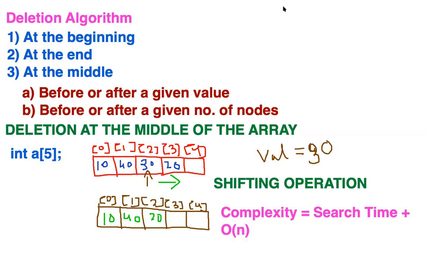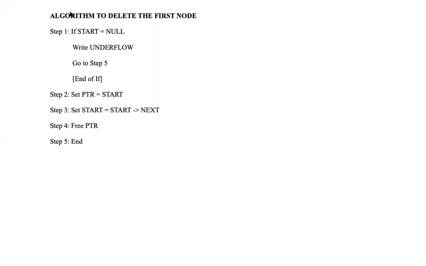Now let us see what is going to happen if we take it for a linked list. In case of a linked list, if we want to delete a node at the beginning of the list, like in case of the insertion algorithm, we were checking whether we have any memory space left to be allocated to a new node or not. That is, we were checking for the overflow condition. In case of a deletion, we have to check for the underflow condition.